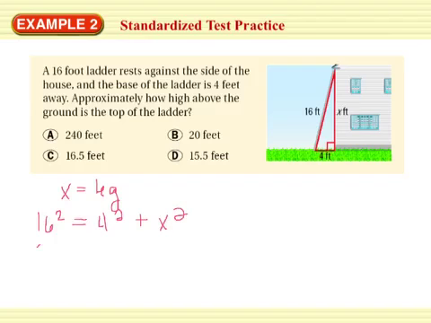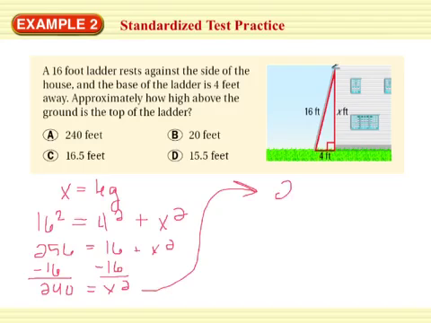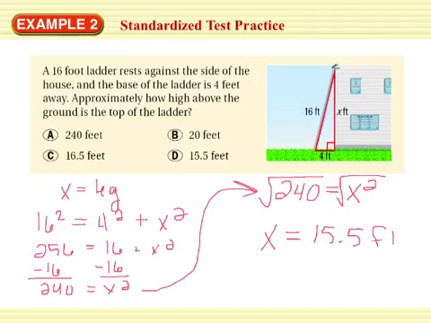16 squared is 256 minus 16. Let's move up here since I'm out of room. 240 equals X squared. Square root of both sides. X equals 15.5 feet, or D.